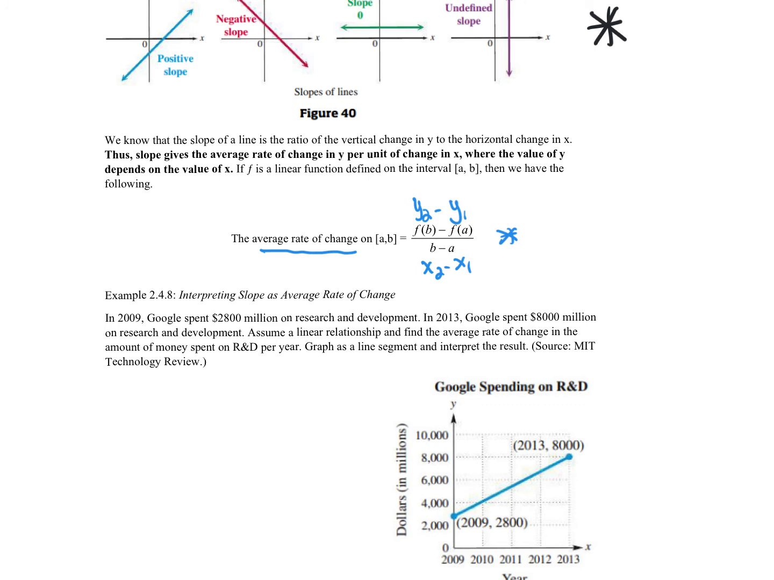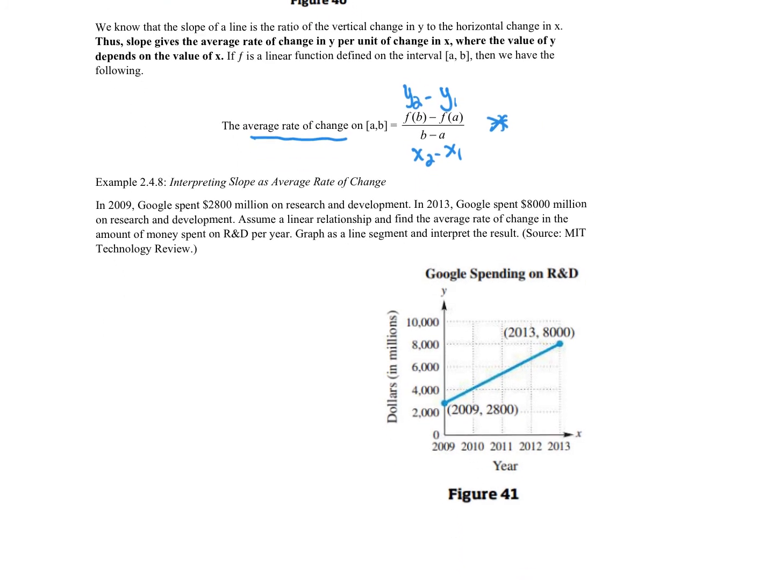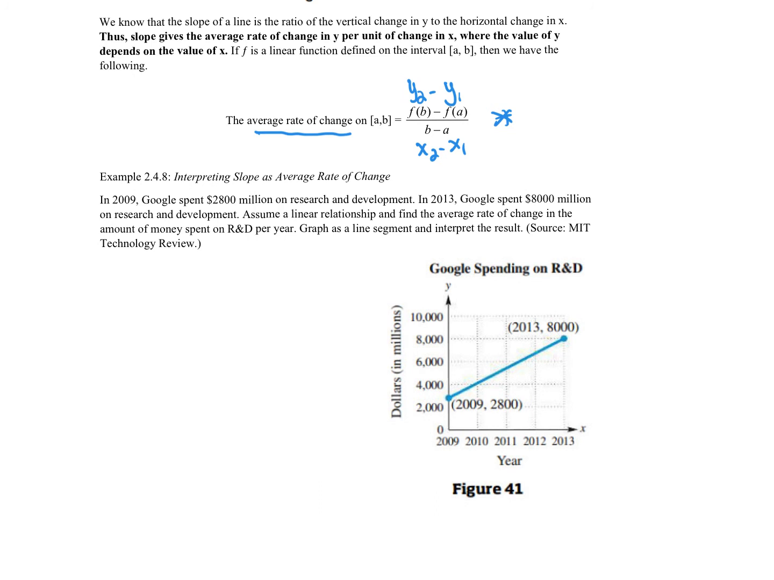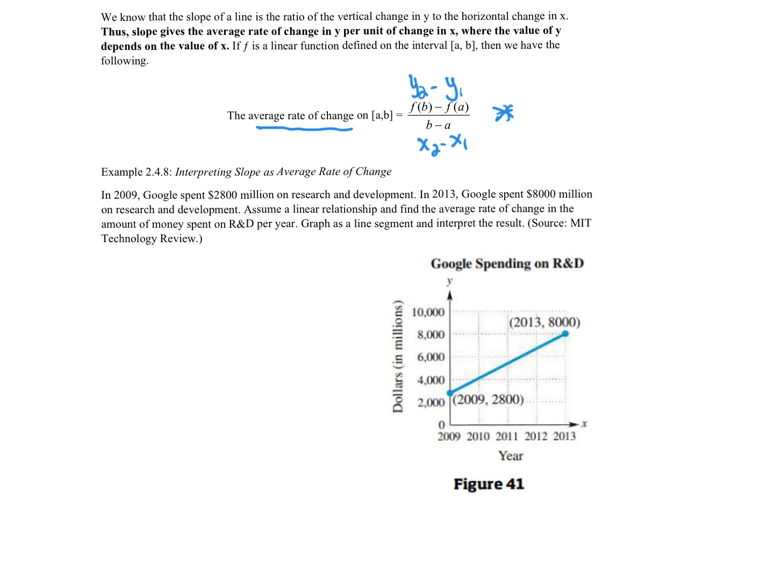So let's look down here. It says that Google spent $2,800 million on research and development in 2009. But then in 2013, they spent $8,000 million on research and development. So what is the trend? Obviously, this is increasing, the positive slope. So if I go over here, here's my x1, y1, x2, y2.